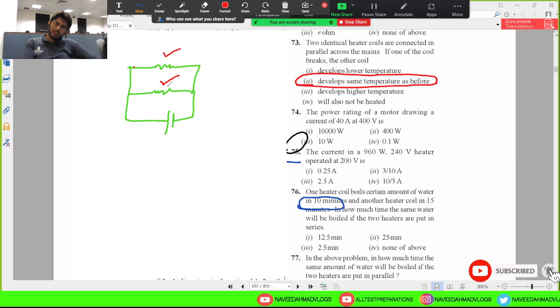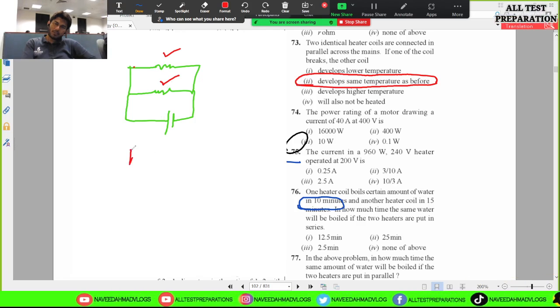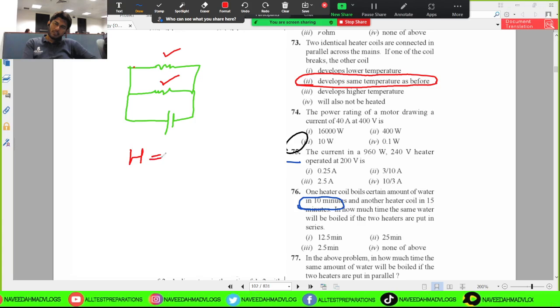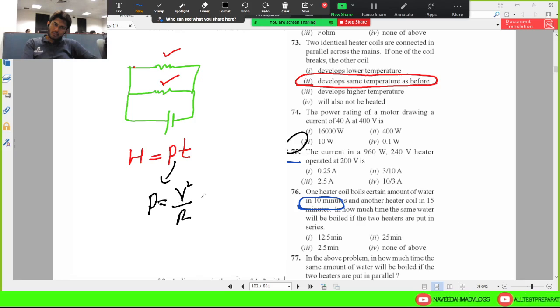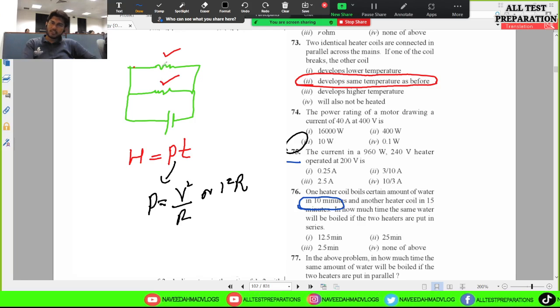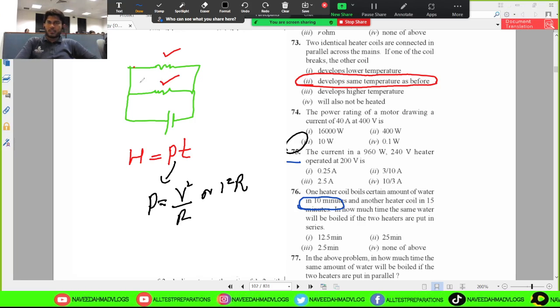Okay, it will give you the same heat as before, as we know that heat is directly proportional to power. H is equal to PT. In the last class I discussed this. So it means that it will give you the same power. So power is equal to V squared divided by R, or that is equal to I squared R. Okay. So when this heater is disconnected, then what will happen? Your current will get decreased.